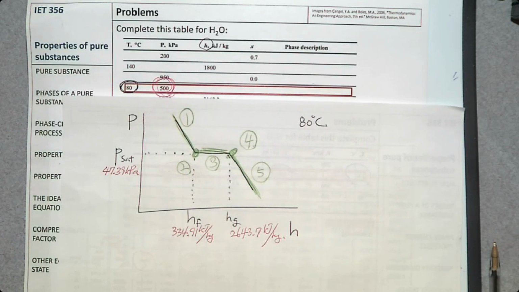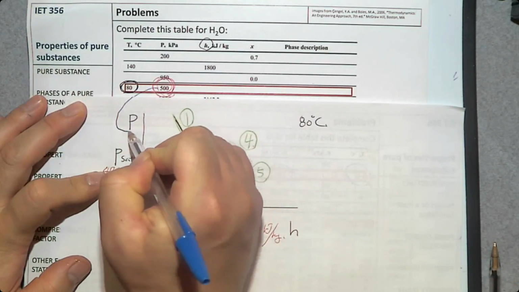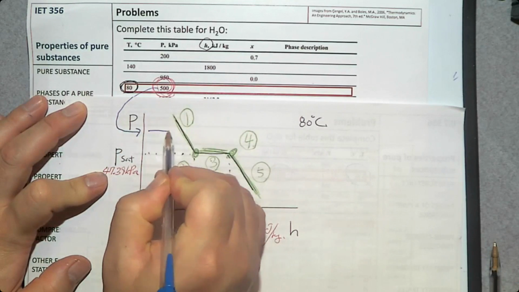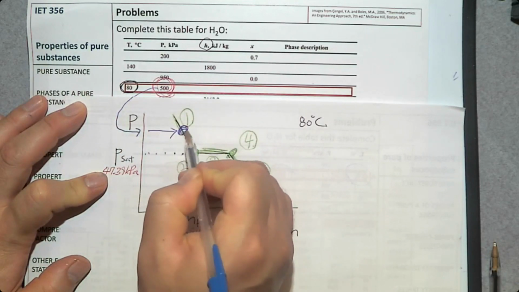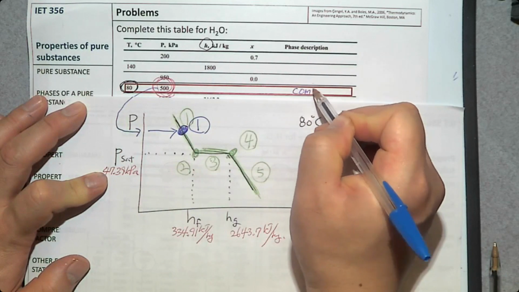So what is the phase change process? Yeah, number 1. So 500 is somewhere up here. So the only possible phase change process is number 1, compressed liquid.